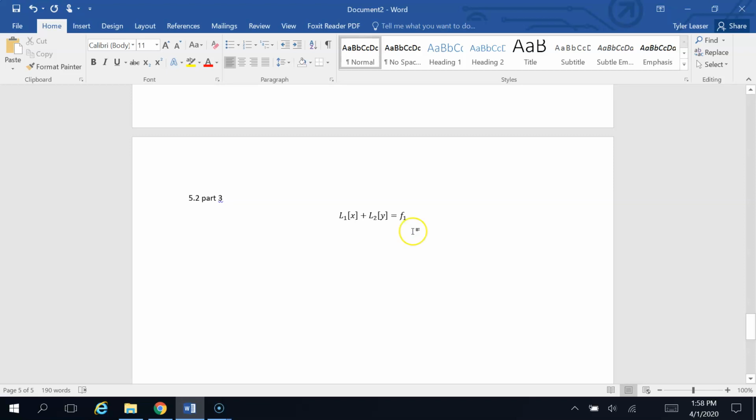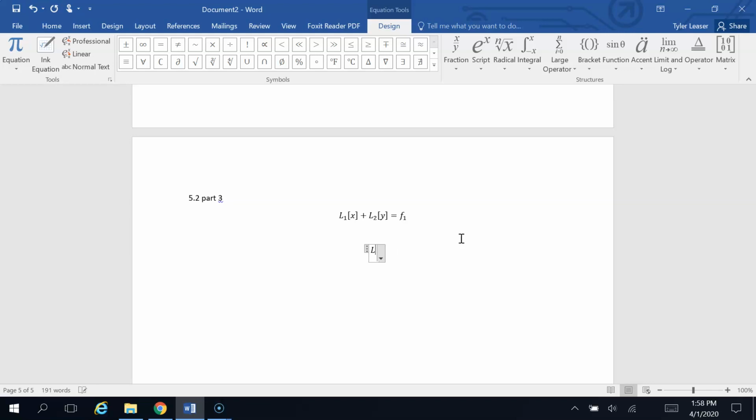L sub 3 operating on X plus L sub 4 operating on Y. That'll be equal to F sub 2. So here's our second equation.